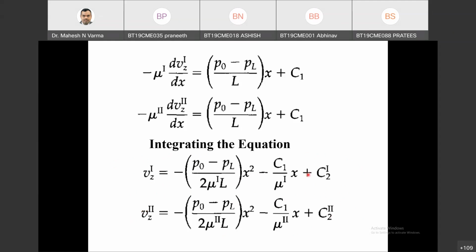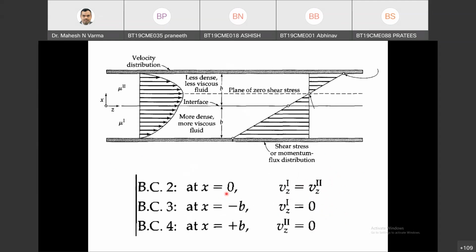Now here I have constants: C1, and C2 for phase 1, and C2 for phase 2. I have three velocity conditions. What are these three conditions? We have already seen that at x equals 0 there is continuity of velocity. At x equals minus b, the phase 1 velocity is 0, and at x equals plus b, the velocity for phase 2 equals 0.